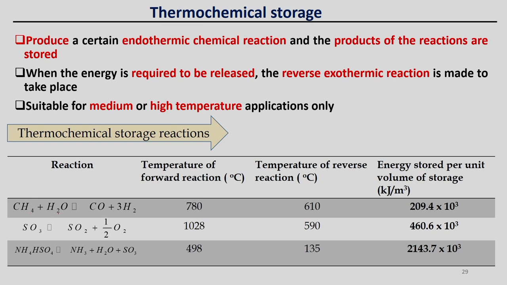Methane reacts with water, and it produces carbon monoxide and hydrogen. So, the temperature of the forward reaction is about 780 and the reverse reaction is about 610, and we can see the energy stored per unit volume of storage is about 209.4 × 10³. And we can also consider some other reactions like SO3, how it decomposes to SO2 and oxygen, and the other compounds. So, based on the applications, you can select which reactions to consider in a particular power plant.